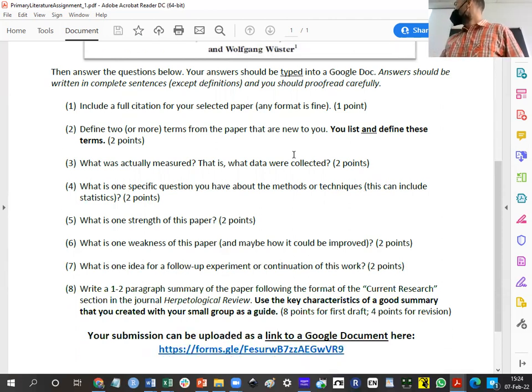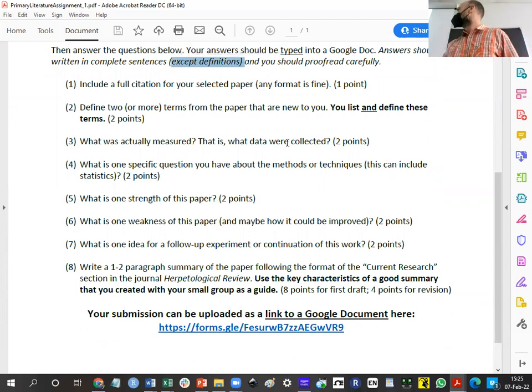Number 2 is I want you to pick 2 terms from the paper that are new to you, that you didn't know, and define them. So you can just list those terms and define them. Notice that this is the exception here for complete sentences. I said answer in complete sentences, except for definitions. I guess I should have said except for your citation too.